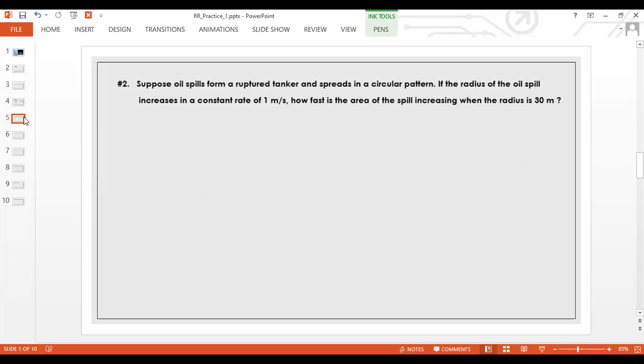Okay, now let's take a look at the second one. Suppose oil spills from a ruptured tank and spreads in a circular pattern. The radius of the oil increases at a constant rate of 1 meter per second. How fast is the area of the spill increasing when the radius is 30 meters?